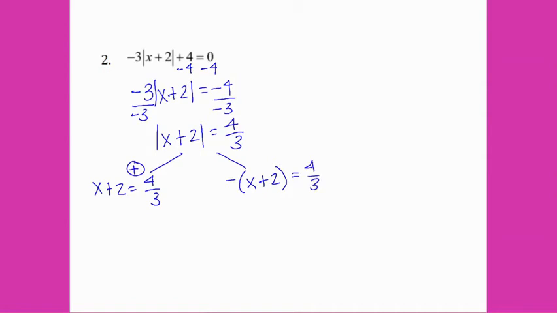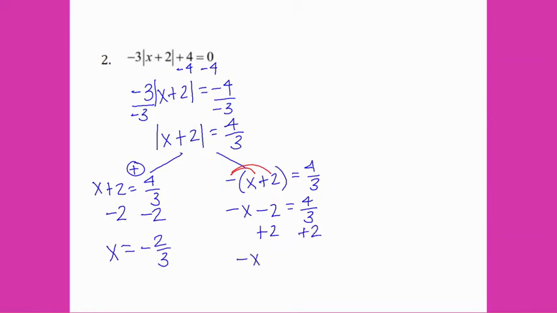Subtract 2 on both sides. -2/3. For the other equation, start off by distributing the negative. Add 2 to both sides. Divide both sides by -1. We get x is -10/3.